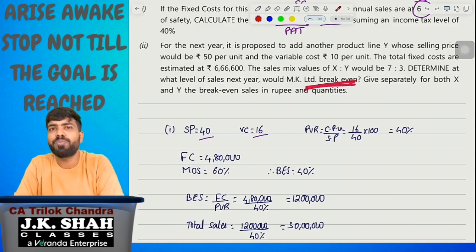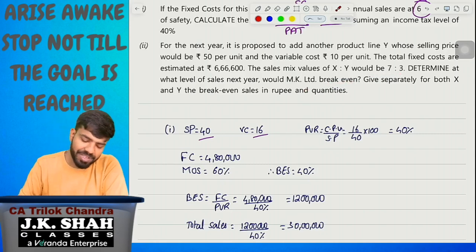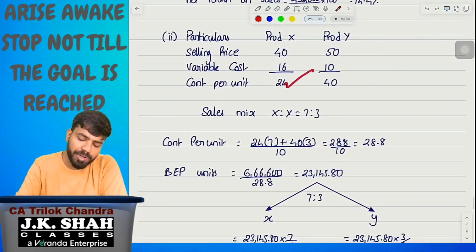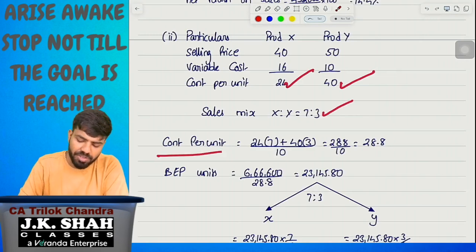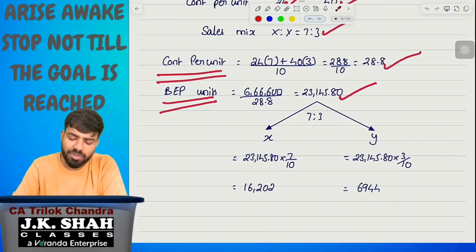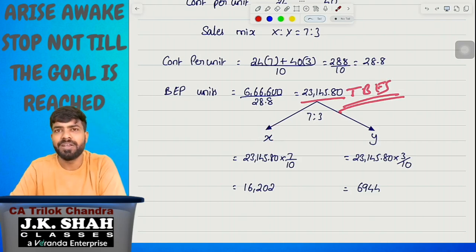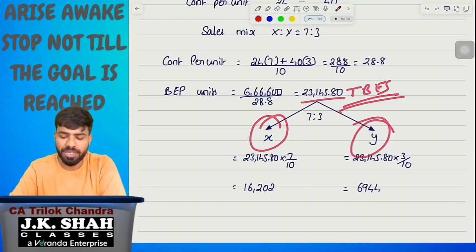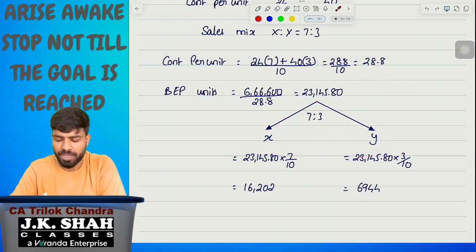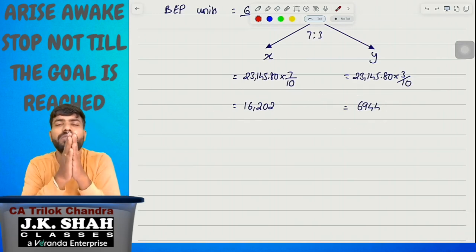So they're asking to calculate the break-even point. How to calculate break-even point? Fixed cost divided by average contribution per unit. First calculate the average contribution per unit. Look at here, we take the contribution per unit 24 and 40 in the ratio 7:3. Average contribution per unit is 28.8. So using that, first we calculate the break-even point in units, 23,145.80, and we are bifurcating between X and Y. 23,145.80 is the total break-even sales. Total break-even sales has to be bifurcated between X and Y in the proportion of 7:3. If you divide, 16,202 and 6,944. So these are some typical questions.